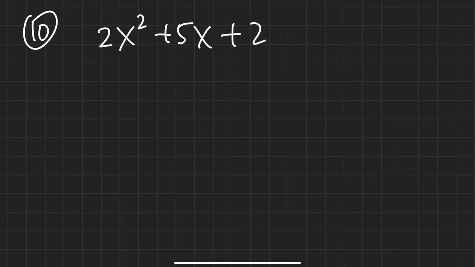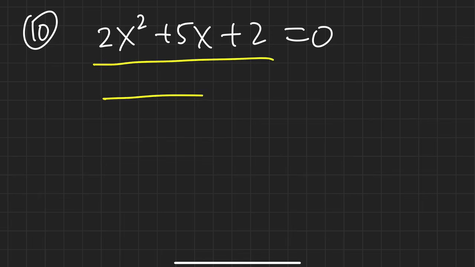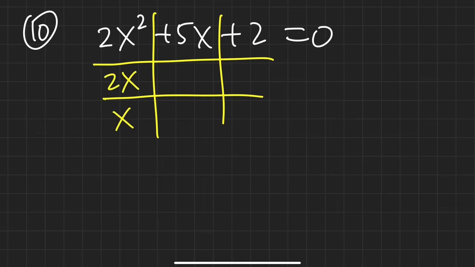Okay, let's try a similar one. Number 10. Let's try 2x squared plus 5x plus 2 is equal to 0. It's equal to 0 already, so we can just proceed by factoring this right here. To get 2x squared, we need 2x and x. Now to get 2, 1 and 2, well maybe negative 1, negative 2, but no, both of them have to be positive because we need to get the positive 5 right here, right?